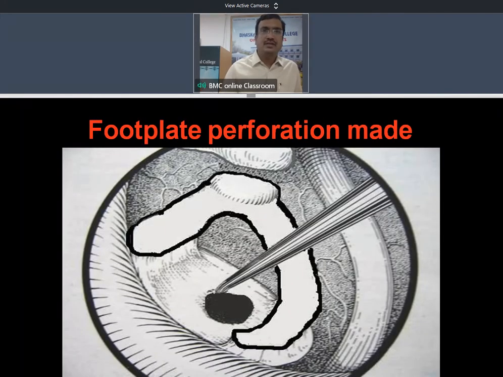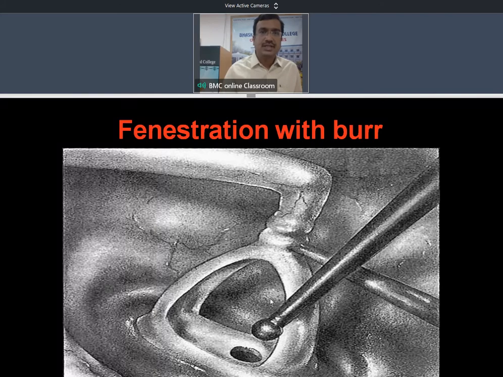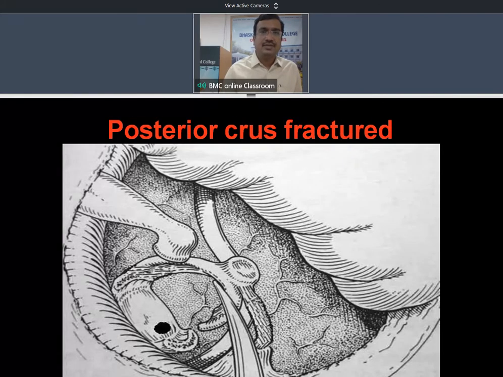So after separating here, you can observe the separation of the stapes from the long process of the incus. Then you will make a fenestra in the footplate of the stapes. By using the micro drill, we will make a fenestration. Then the posterior crus is fractured, by using the micro drill or by simple pressure.